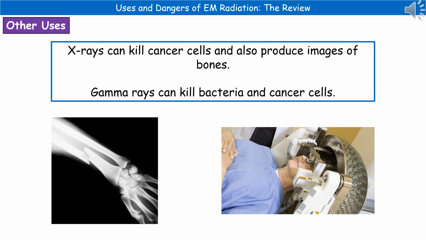If we think about X-rays then, these ones are capable of killing cancer cells. But the more common use you probably know about X-rays is that they produce images of bones, so we can see if something's been broken. The last one we're going to have a look at the use for is gamma rays, which we can use to either kill bacteria or we can use it to kill cancer cells through use of a gamma knife, which you can see in the bottom right there.